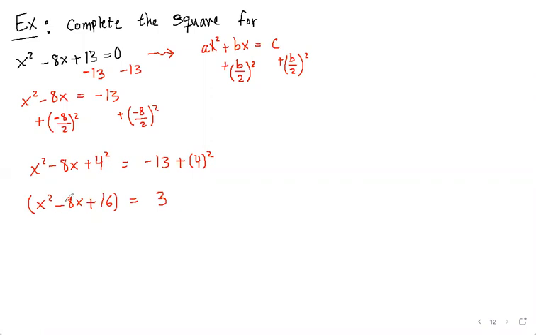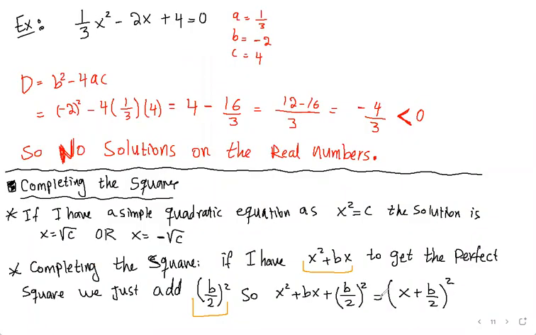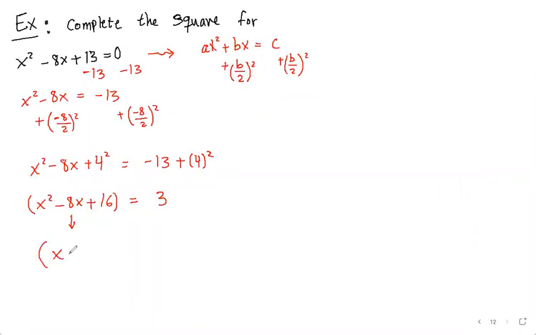Now the completed square for this quadratic is, going back here, x plus b over 2, everything squared. Here, x plus b over 2, which is minus 8 over 2, everything squared, equals 3. This equals x minus 4, everything squared, equals 3.